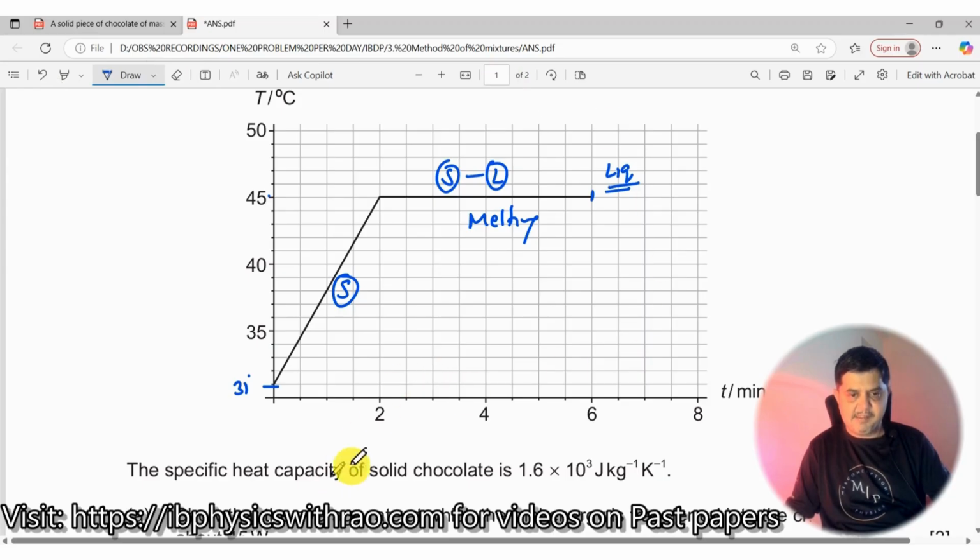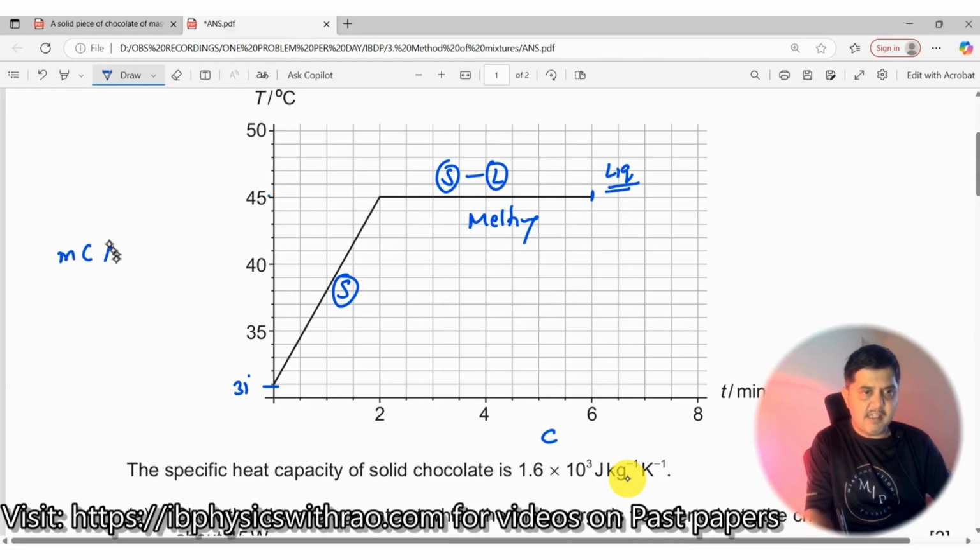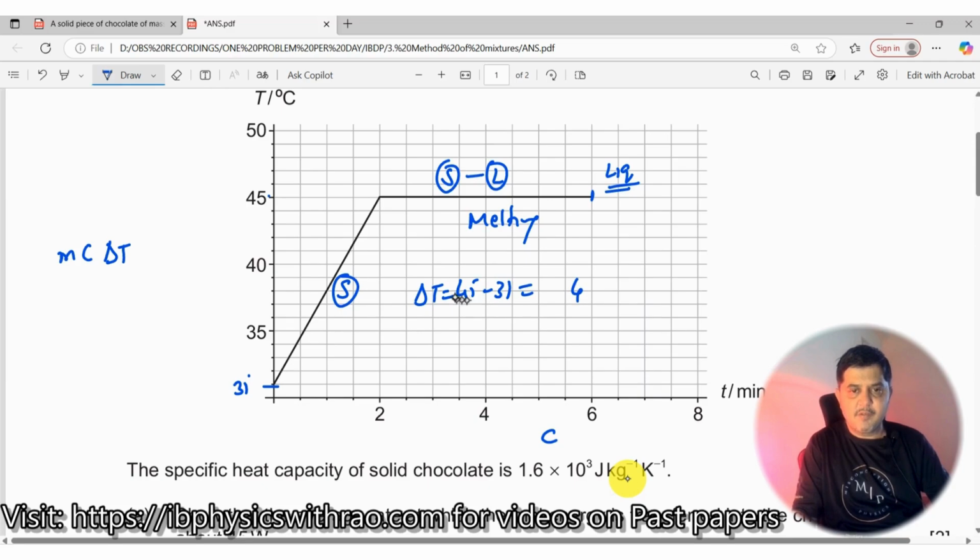The specific heat capacity of solid chocolate is 1.6 into 10 to the power 3 joule per kg per Kelvin. The value of the specific heat is also given to you. So the value of m is given, c is given, and delta T can be inferred. What is the value of delta T? 45 minus 31, which is 14 degrees centigrade or 14 Kelvin, both are the same.